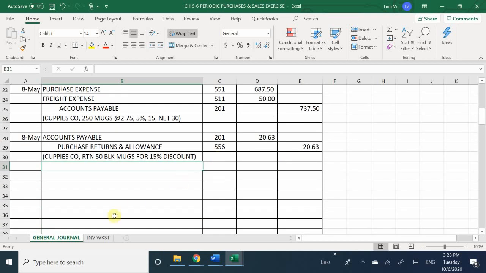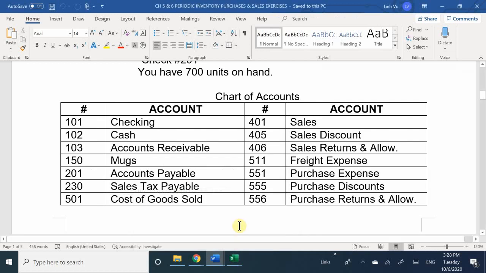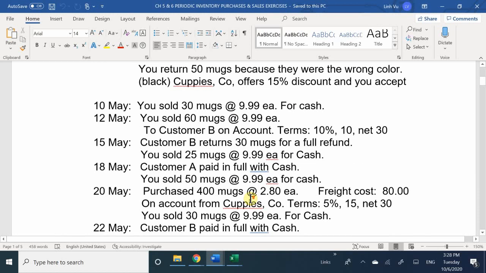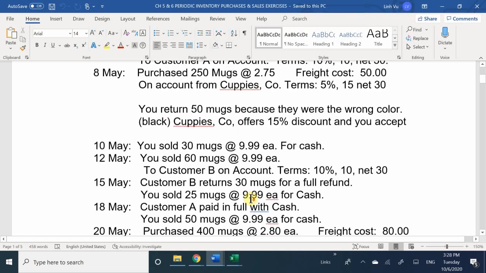All right. What else has happened since we've already updated our inventory worksheet? What else has happened moving forward? So what happened on May 10th?